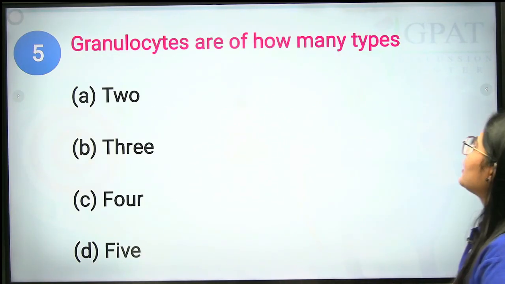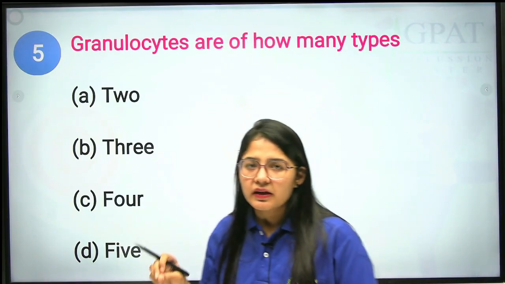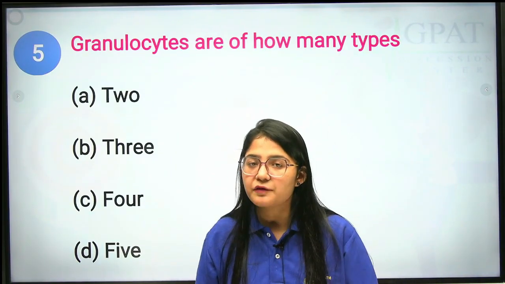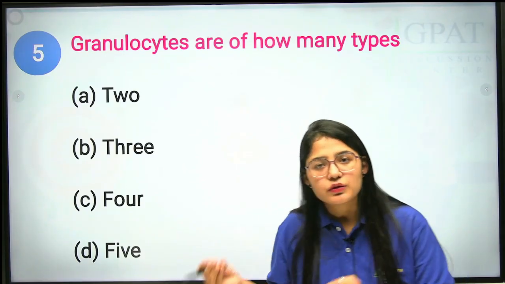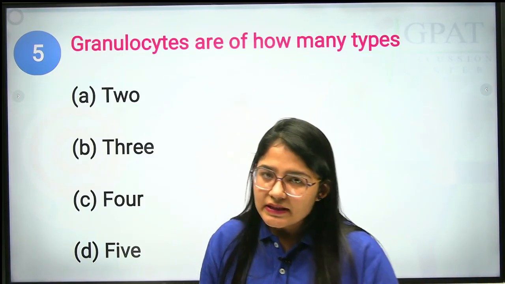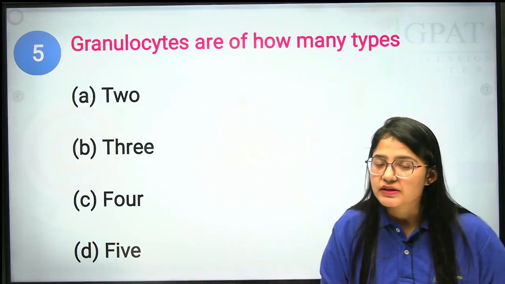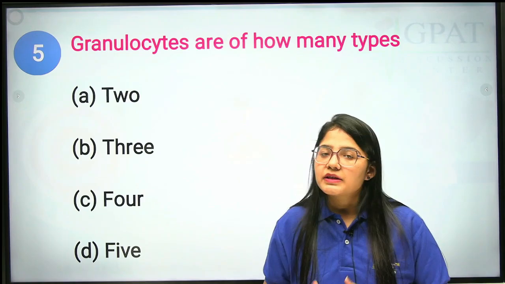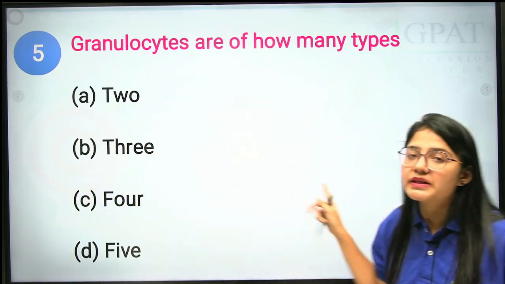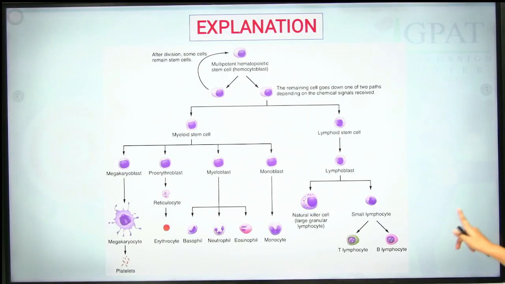Granulocytes are of how many types? Okay, granulocytes means granules, meaning when a WBC contains granules on its surface, it is known as a granulocyte. Agranulocyte is the term used when the WBCs lack granules over the surface. So WBCs are further of 5 types, from which 3 types of WBCs are granulocytes. Clear? Next question.